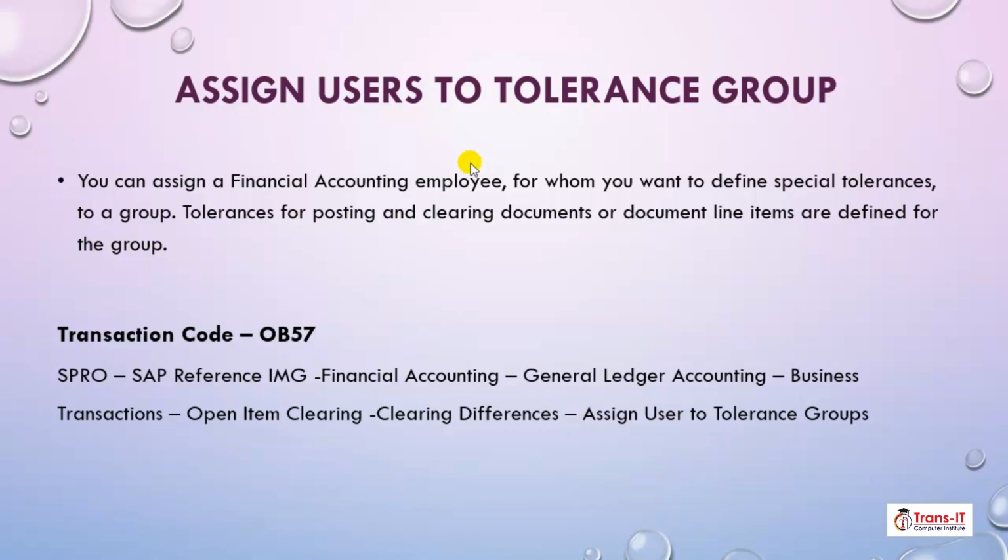For assigning users to tolerance group, we can use transaction code OB57 or by path SPRO SAP Reference Implementation Guide, Financial Accounting, General Ledger Accounting, Business Transactions, Open Item Clearing, Clearing Differences and assign users to tolerance group.